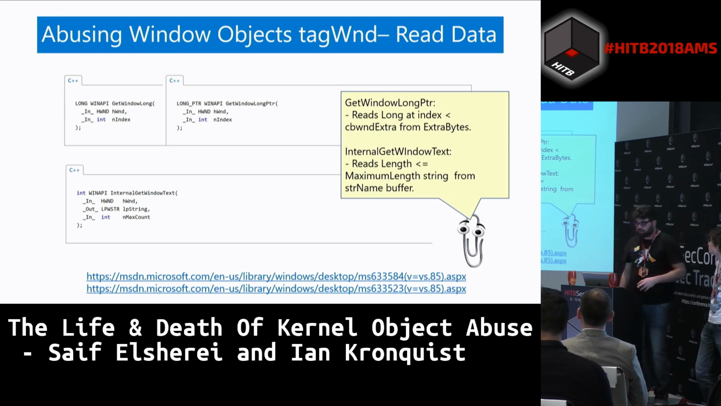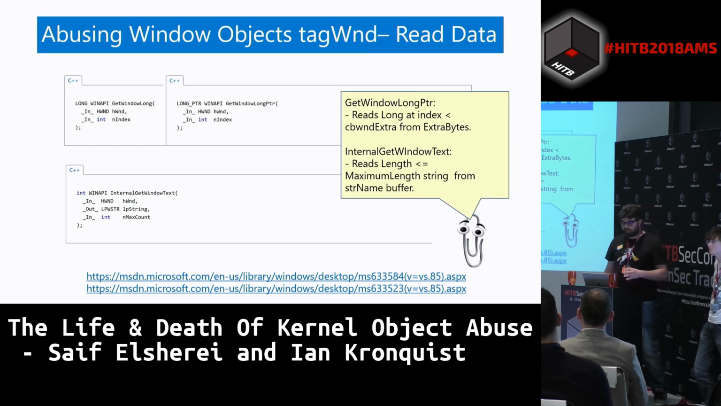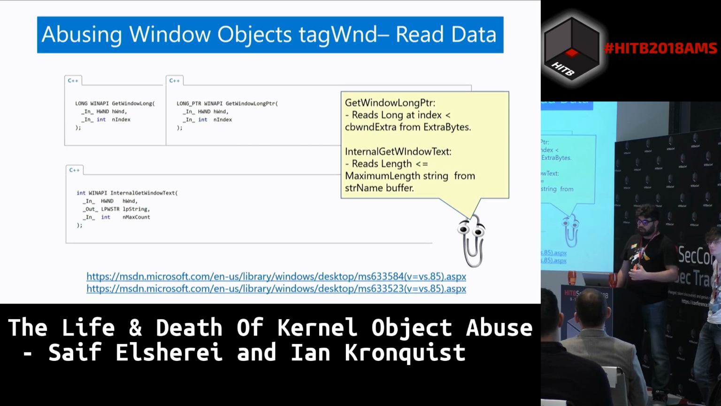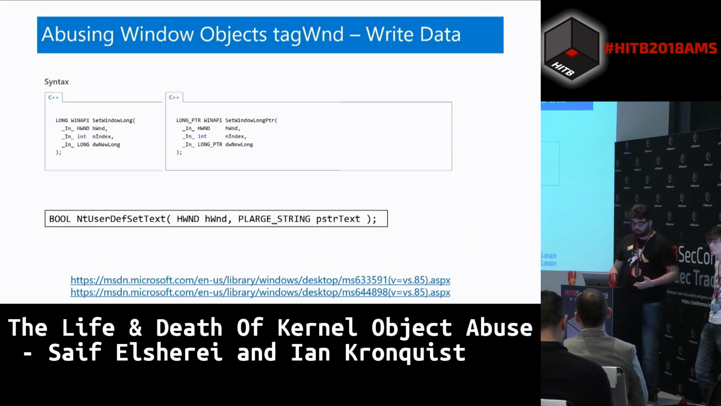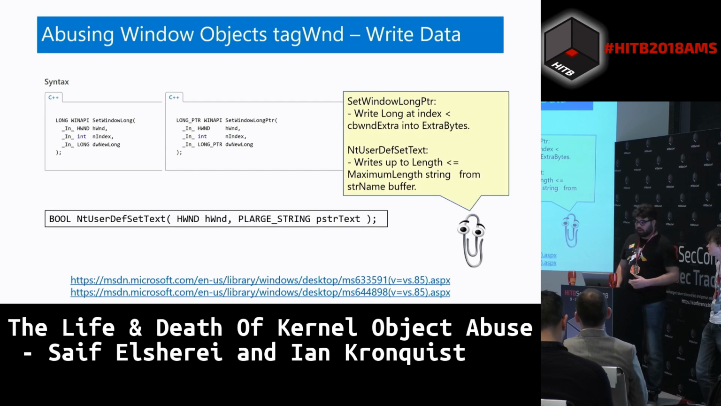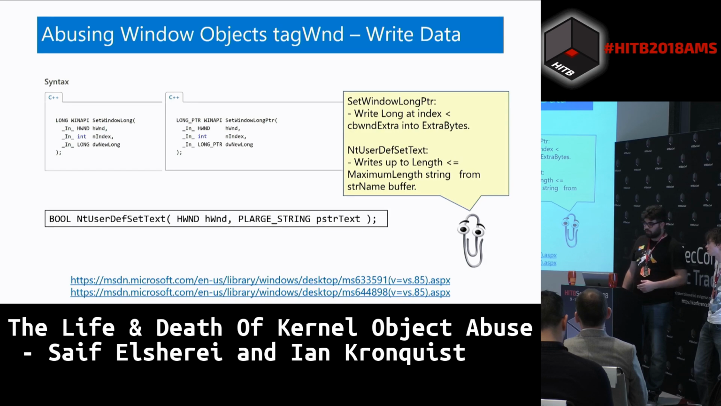What these do is that it will read a long at a specific index into the cbWndExtra or extra bytes from the window. The second function, which is InternalGetWindowText, will read maximum length string, or up to length string which is less than maximum length string, from the buffer or the window name buffer that is pointed to by the window object. The next set of functions is how we would write data, and it's SetWindowLong and SetWindowLongPtr. And then the second one is a system call called NtUserDefSetText, and it's used to set the window object's name.